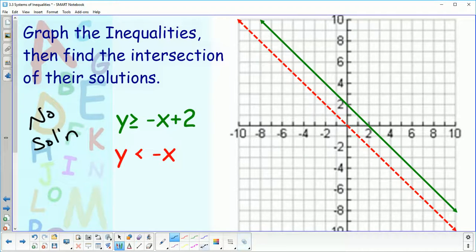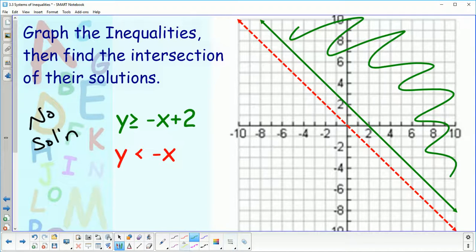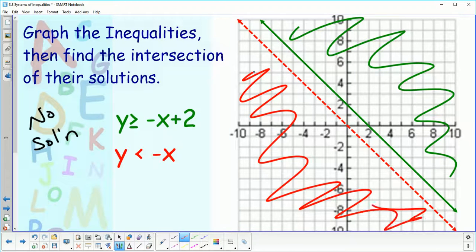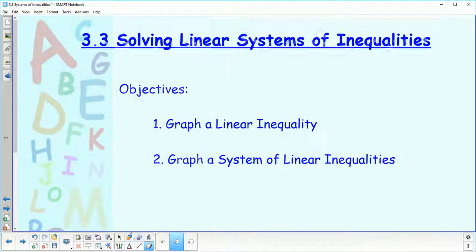Okay, and the reason they don't overlap is because the green would have been true for up here, and the red, had we shaded these as two individual inequalities, would have been true for down here. And you see, their two solution sets never overlap, so we get no solution for this one. Which is like having no point of intersection in a system of equations. Okay, that is it for our system of inequalities.